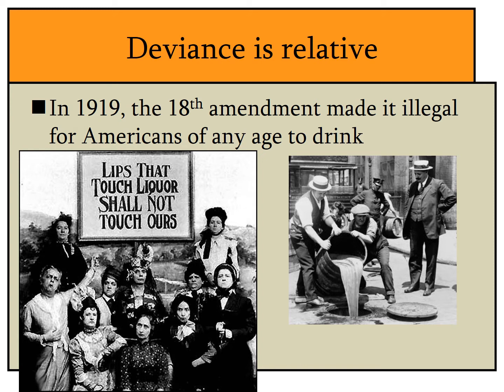Now, an example of this, of how what is considered deviant changes, is that in 1919, with the passage of the 18th Amendment, it was actually illegal for Americans of any age to drink alcohol. And this was, as you should know, during Prohibition, when drinking alcohol was seen as illegal. It was seen as wrong, and you could actually have gotten arrested for drinking alcohol regardless of your age.